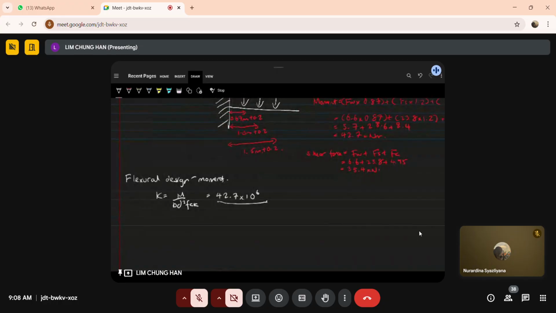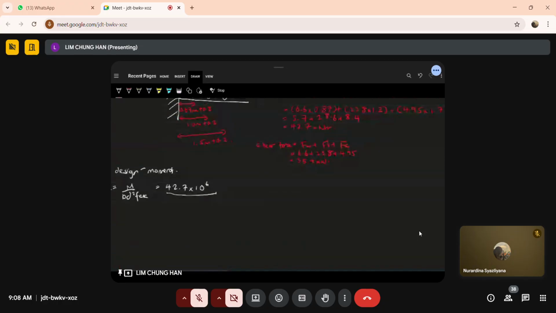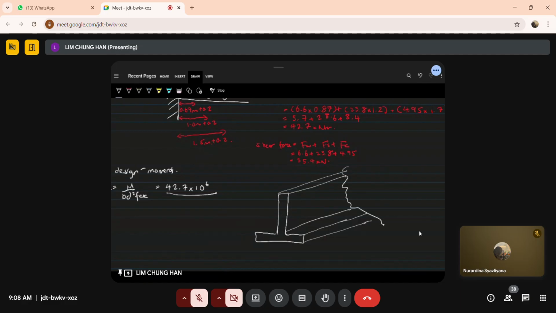So the retaining wall looks like this in cross section, but in 3D it's actually a continuous wall. Your retaining wall is actually a continuous wall. So in other words, you design it like a slab. A slab is continuous as well. So the way you design it is like a slab.